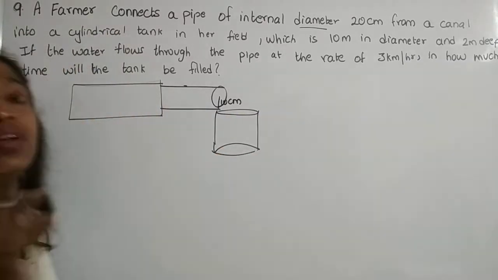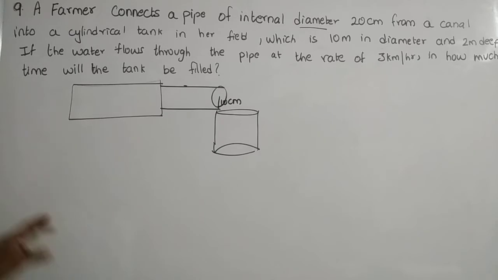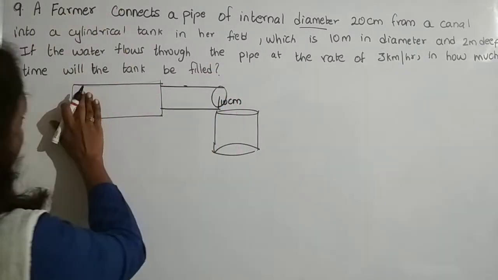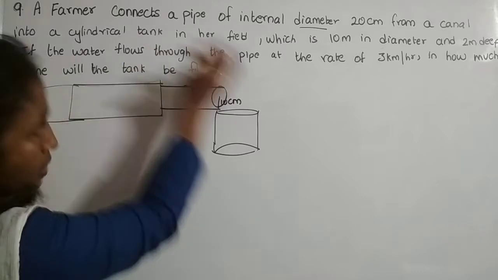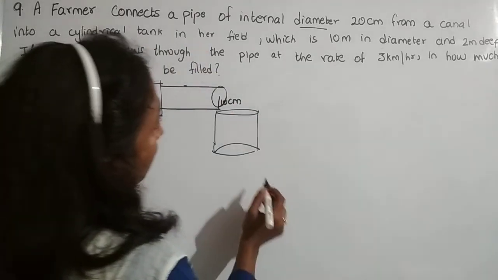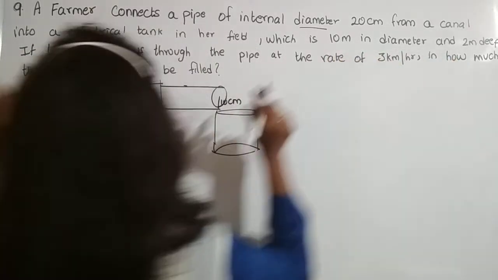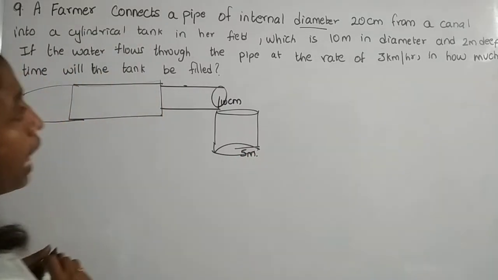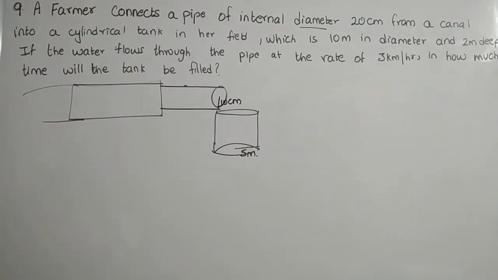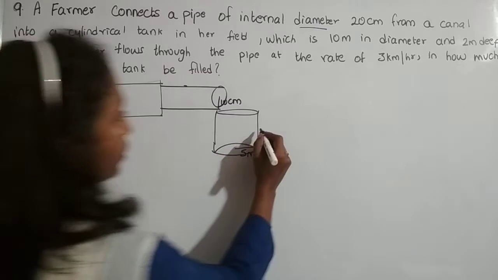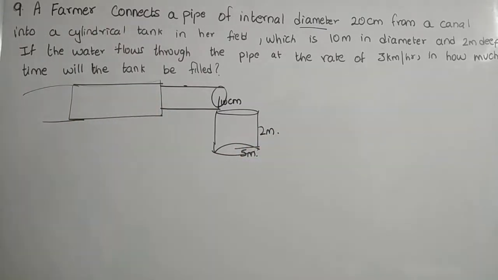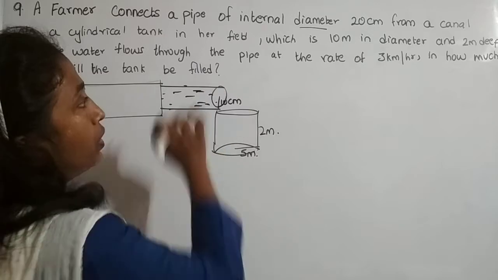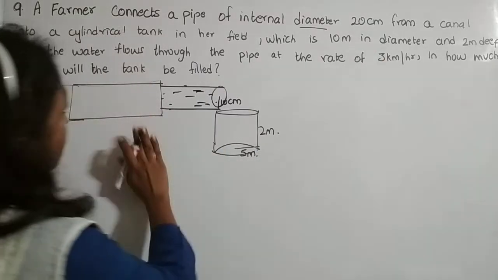This is just for your understanding of how it is happening. So the farmer connects a pipe of diameter 20 centimeter from a canal into a cylindrical tank, which is 10 meter in diameter and 2 meter deep. So here it is 10 meter in diameter, so the radius is 5, and the depth is given as 2 meter. So here the height is given as 2 meter. If the water flows through the pipe at the rate of 3 km per hour, in how much time will the tank be filled?